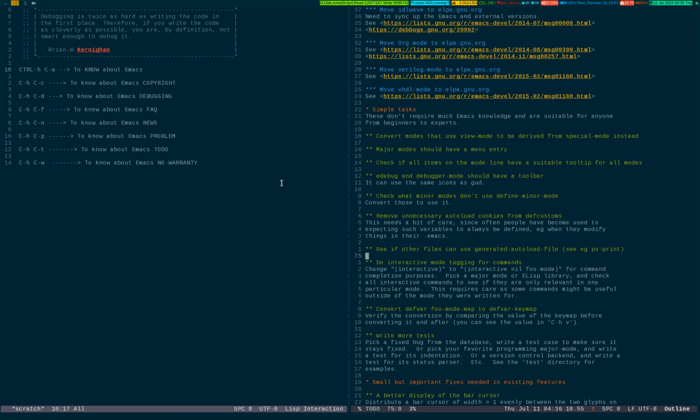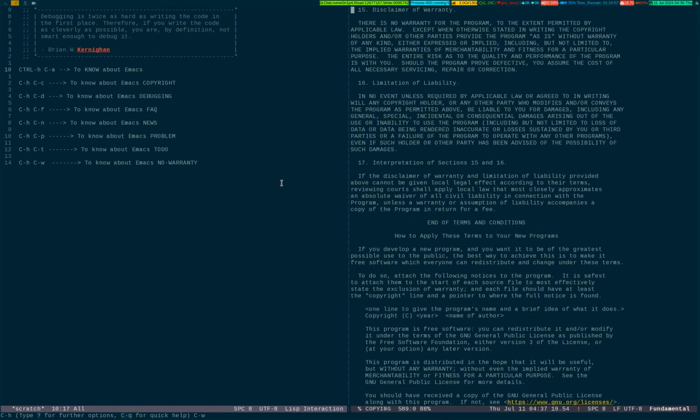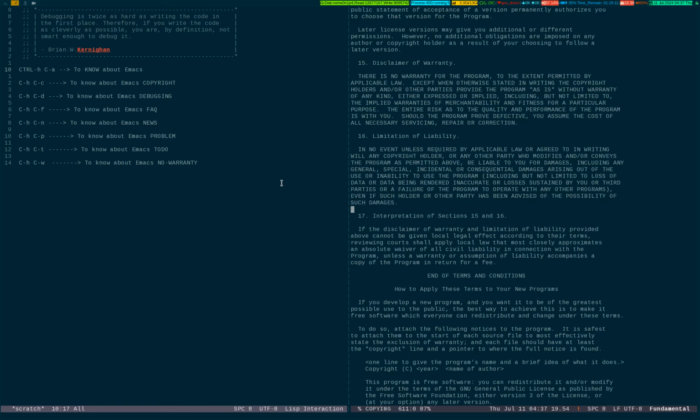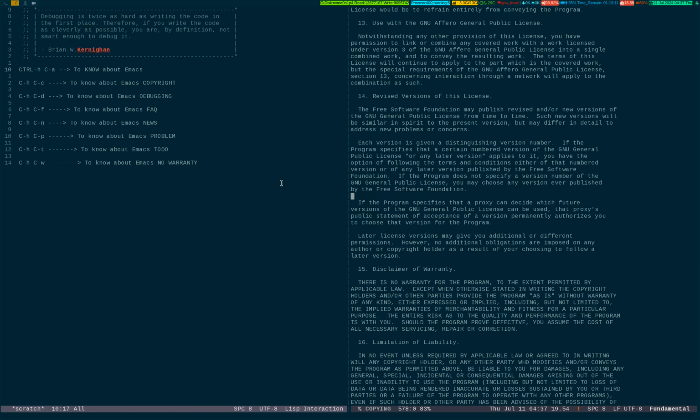The last one is that it comes with no warranty. So Control H, Control W. The disclaimer of warranty, as the first line says, there is no warranty for the program. So basically it's free software. If you install it, you have to take the responsibility to maintain it yourself, or if you find an enhancement, you need to give it back to the people who are maintaining it, so they evaluate it and then induct it if they find it good enough.